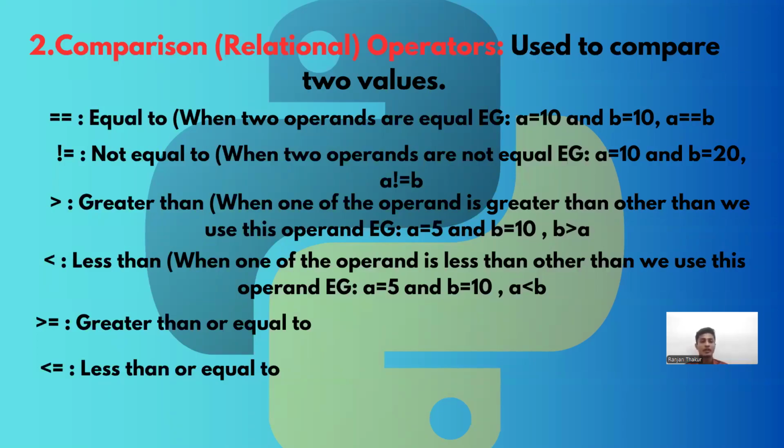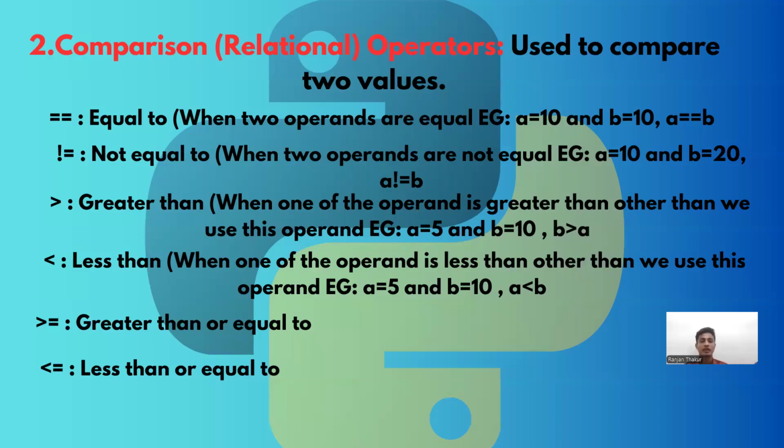Third one is greater than. When one of the operands is greater than the other, we use this operator. Example: a is equal to 5 and b is equal to 10, so b is greater than a. The fourth one is less than. When one of the operands is less than the other, we use this operator. Example: a is equal to 5 and b is equal to 10, so a is less than b.